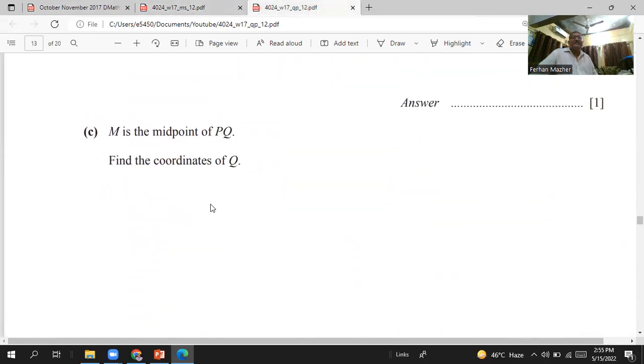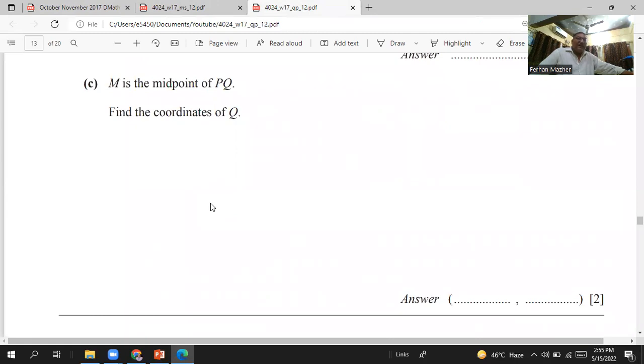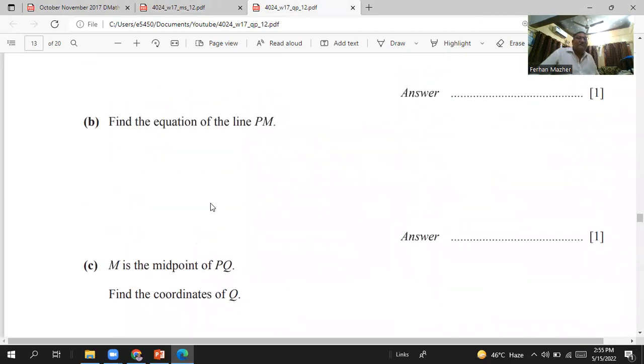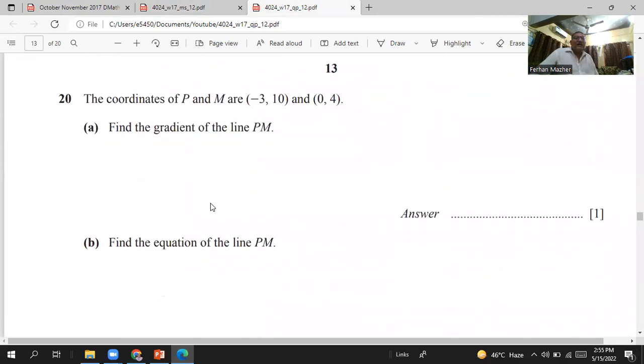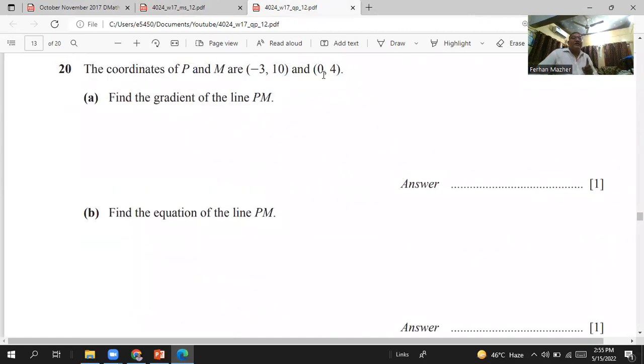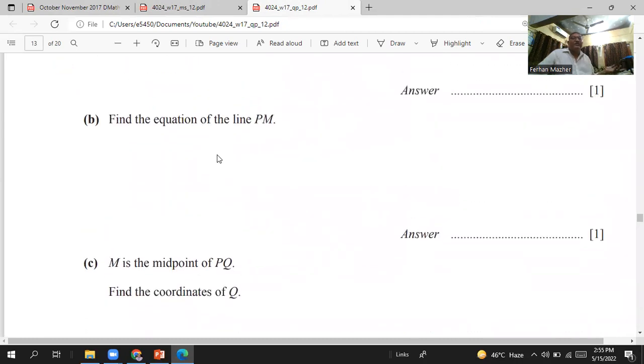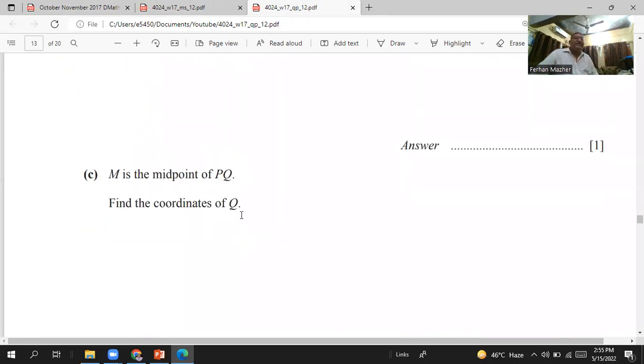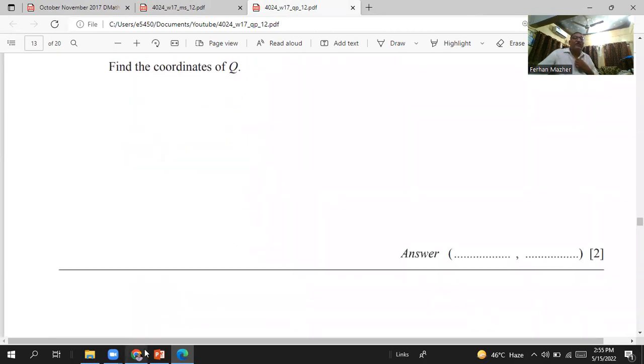I hope you understand. And M is the midpoint of PQ. Find the coordinates of the midpoint. You see, it's a very, very famous question. Frequently in these questions, the coordinates of the extreme points come up. Here, M is the midpoint of PQ. We know the coordinates of M, which is (0, 4). We know the coordinates of one extreme point, which is P. The other extreme point is Q. So we have to find the coordinates of Q. So let me show you, very simple.